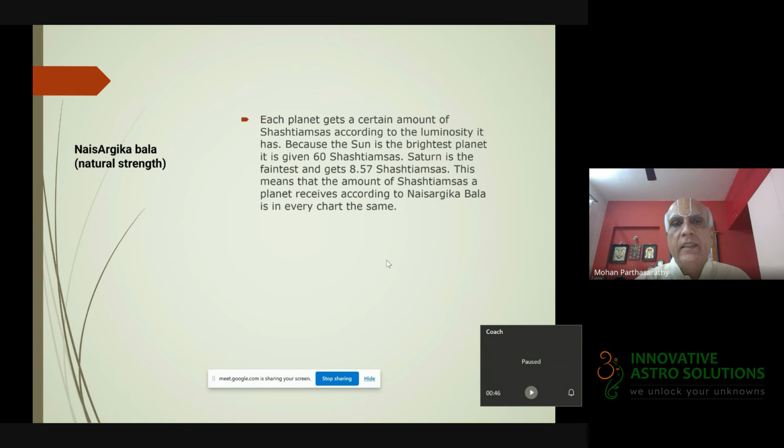Then next is the Naisargika Bala. Each planet gets a certain amount of shashtiyamsas according to the luminosity it has. Sun is the brightest planet, it gets 60 shashtiyamsas. Saturn is the faintest planet, so it gets 8.57 shashtiyamsas. This means that the amount of shashtiyamsas the planet receives according to Naisargika Bala is the same in every chart. So it is fully assigned. Naisargika Bala is always 60 for the Sun for all people, and in the case of Saturn, it is 8.57. So that is how it is.